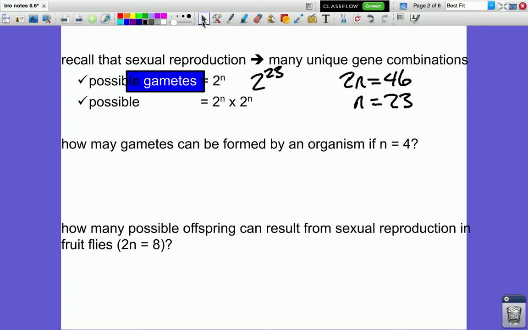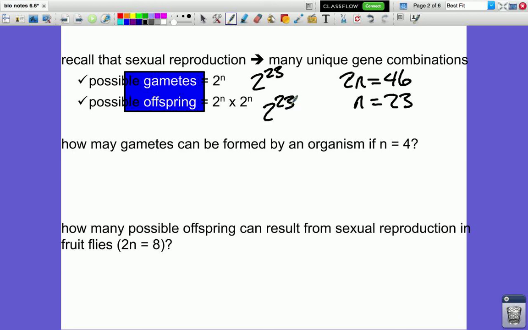This section expands on that, though, to also talk about the total number of possible offspring between two parents. So if gametes from two parents come together, you have a new equation: 2 to the nth power times 2 to the nth. Since each parent had 8 million plus different possible combinations for gametes, when you combine those two gametes to make a new organism, you get an even bigger number.